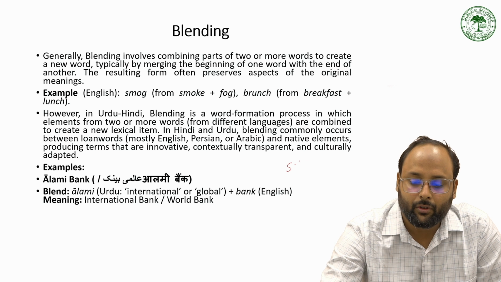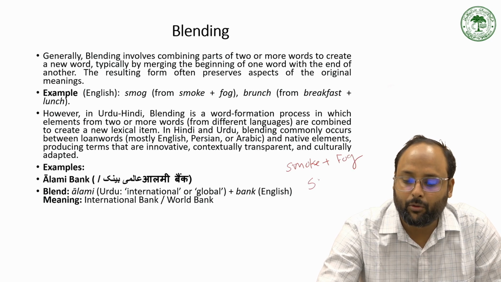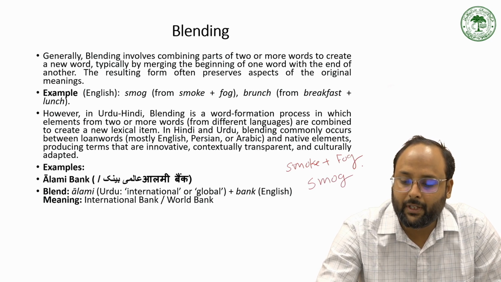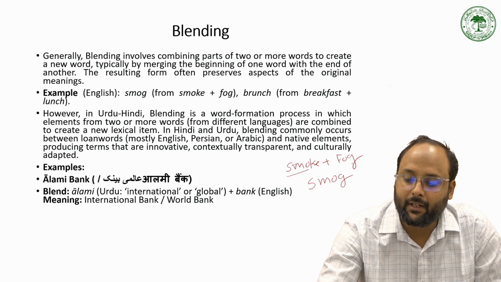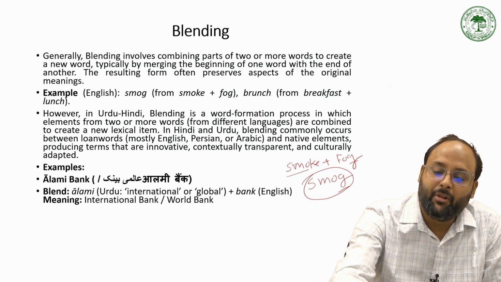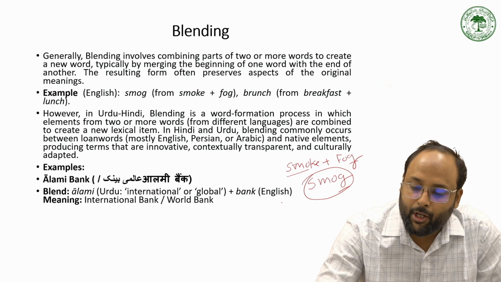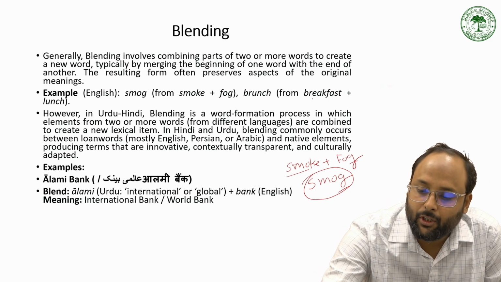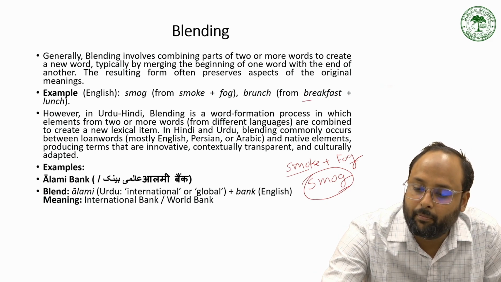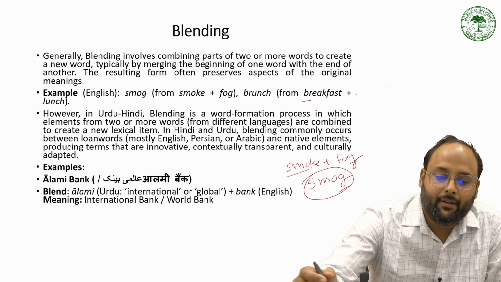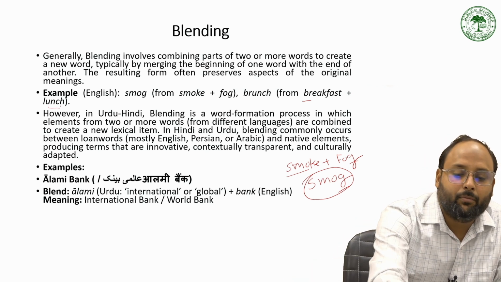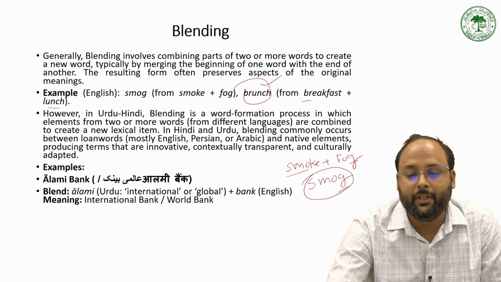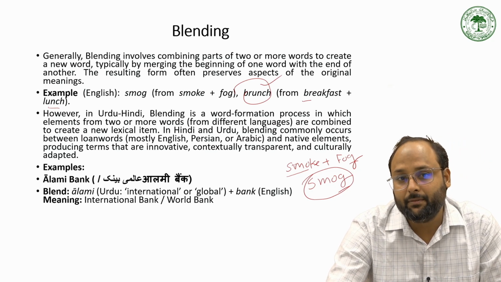like the word smog, from smoke plus fog. So we take the smo from the first word and g from the other word. So it becomes smog. We have a word like brunch, the combination of breakfast and lunch. So we take the br from breakfast and we take the lunch from lunch. So it becomes brunch. So that is blending. Generally, we define blending in this way.